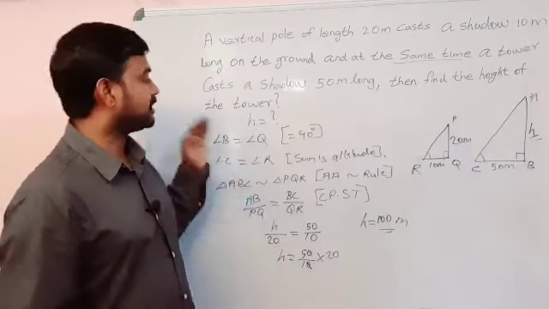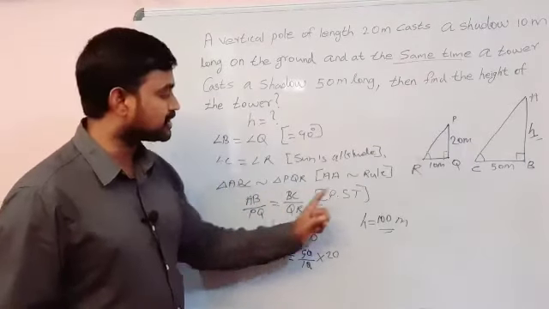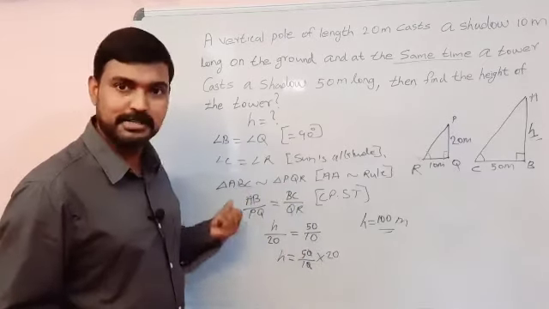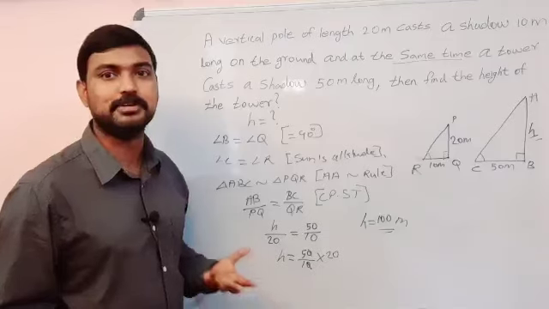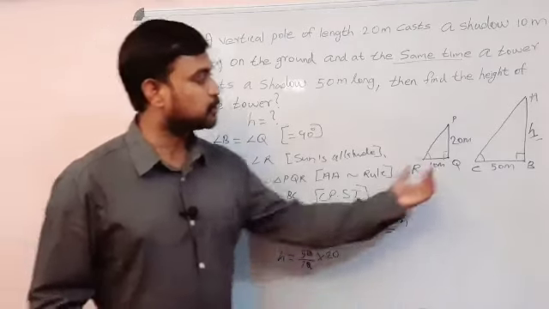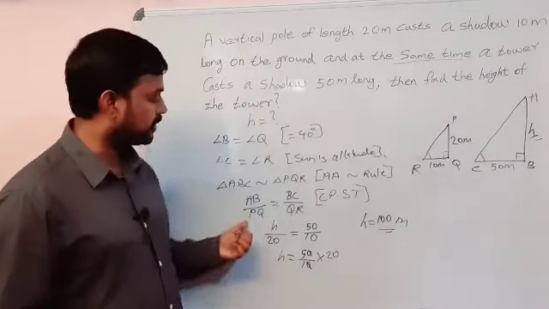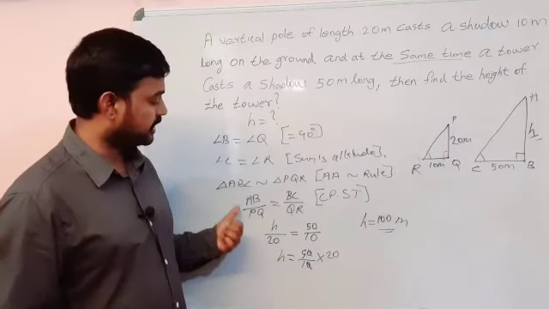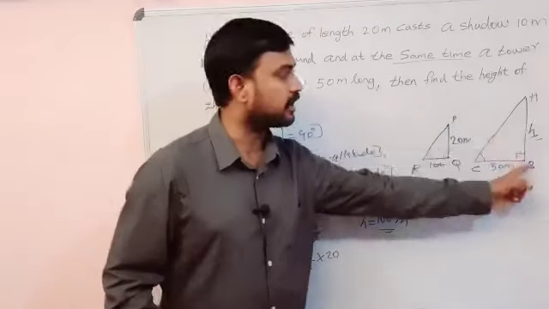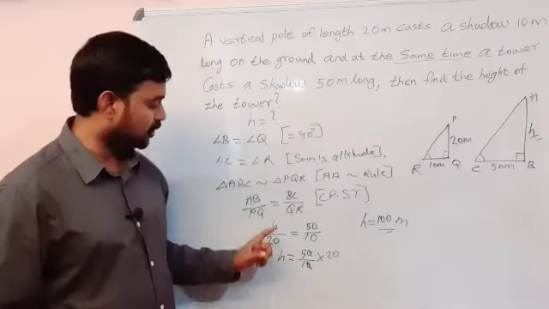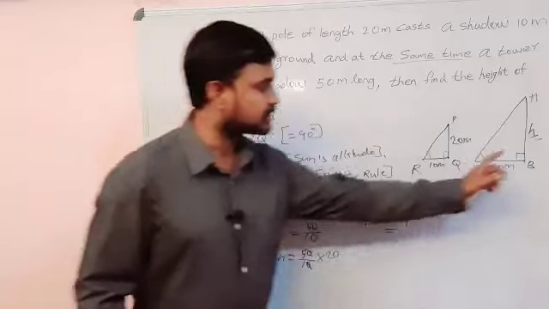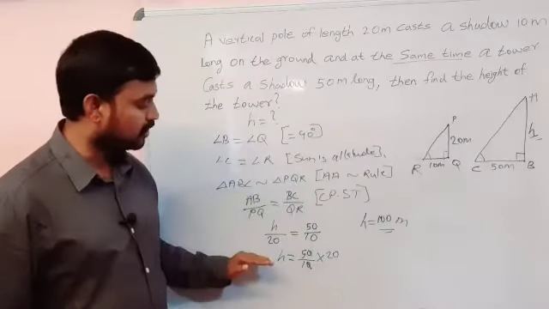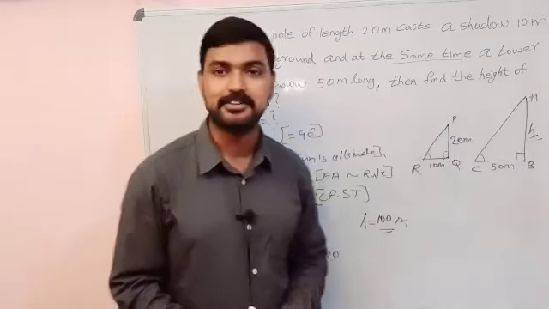Then we understood these two triangles are similar by using AA similarity rule. So we can say if two triangles are similar, their corresponding sides are in the same ratio. So we selected two pairs of sides, AB by PQ and BC by QR. AB was the height, and H we denoted here as the height of the tower. Then we got H by 20, PQ's length is 20, and we applied all those values here, and by solving this equation we got H is equal to 100 meter.